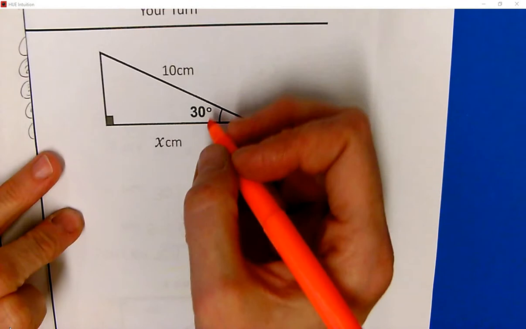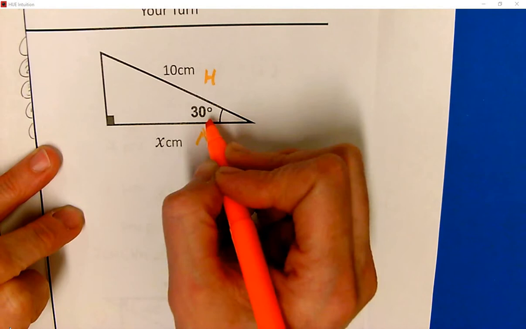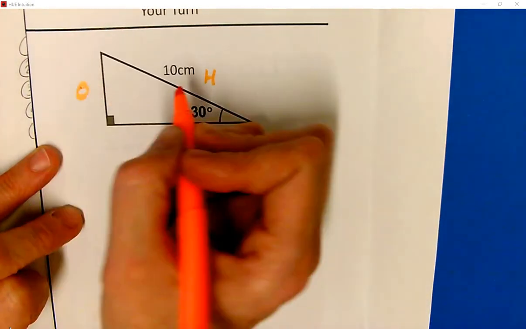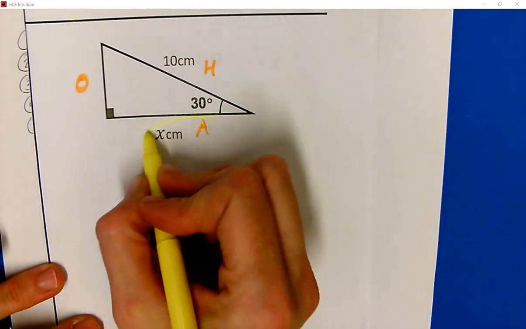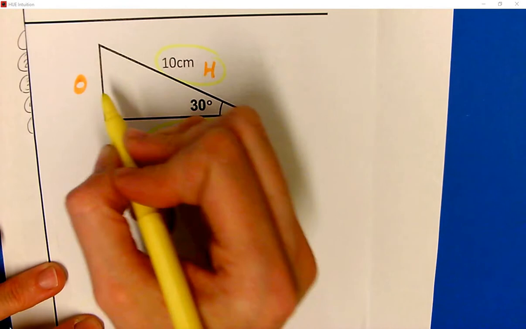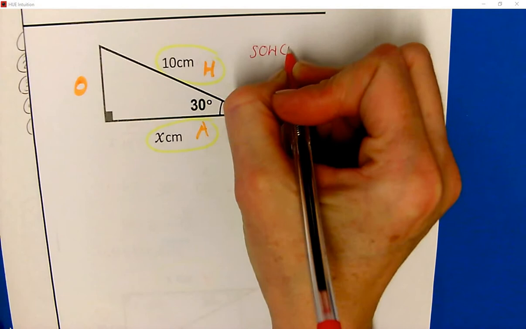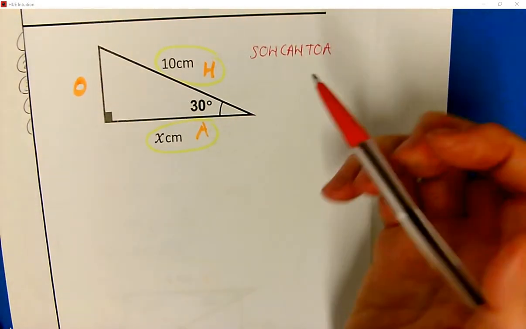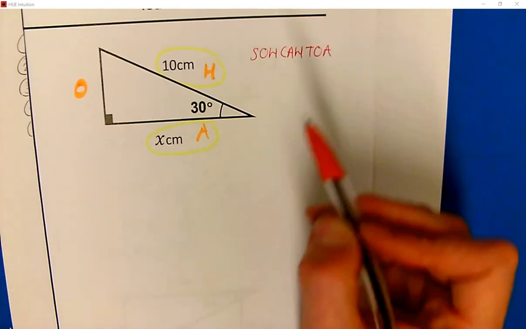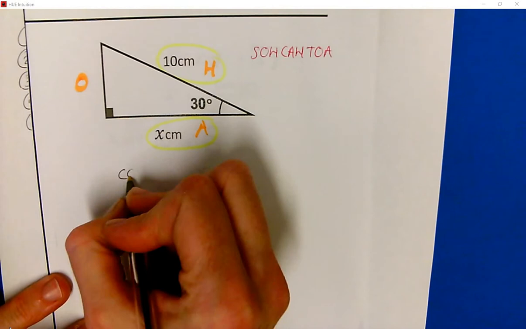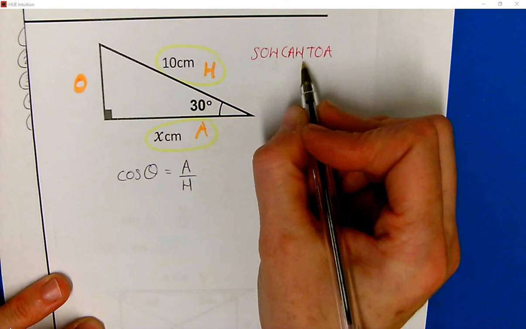We label the sides. Hypotenuse is the longest side opposite the right angle. Adjacent is next to the marked angle, and opposite is opposite the marked angle. Right, we have got some information on the adjacent side and the hypotenuse, but not on the opposite side. So we're thinking SOH CAH TOA. We've got something on the adjacent and the hypotenuse, so that's cos. So we write down cos, the angle is adjacent over hypotenuse, first letter over second.